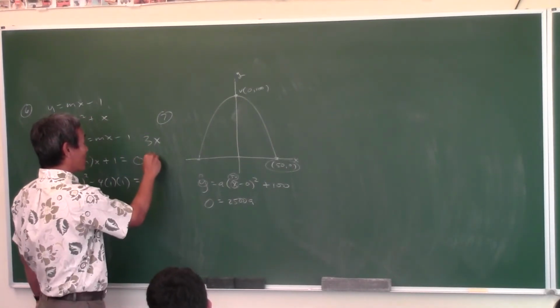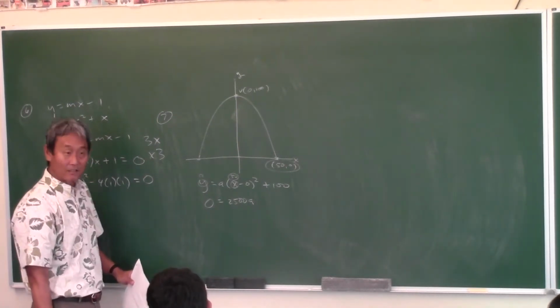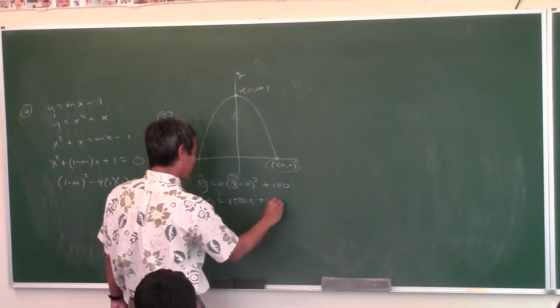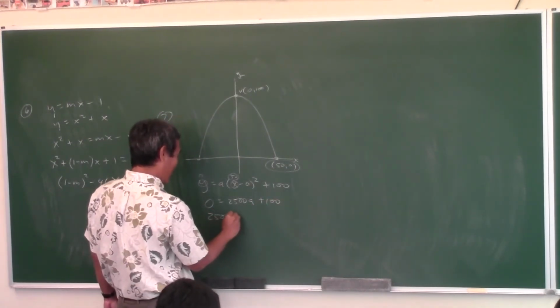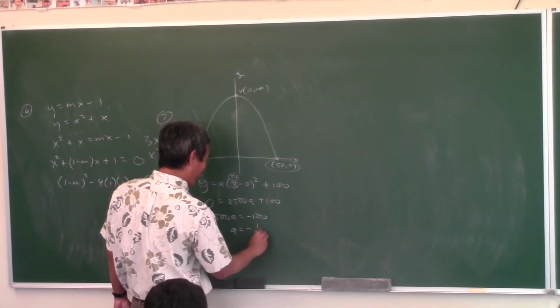Is it acceptable to go x3? You put the coefficient in the front, x3. Plus 100. 2500a equals negative 100. a equals negative 1 over 25.